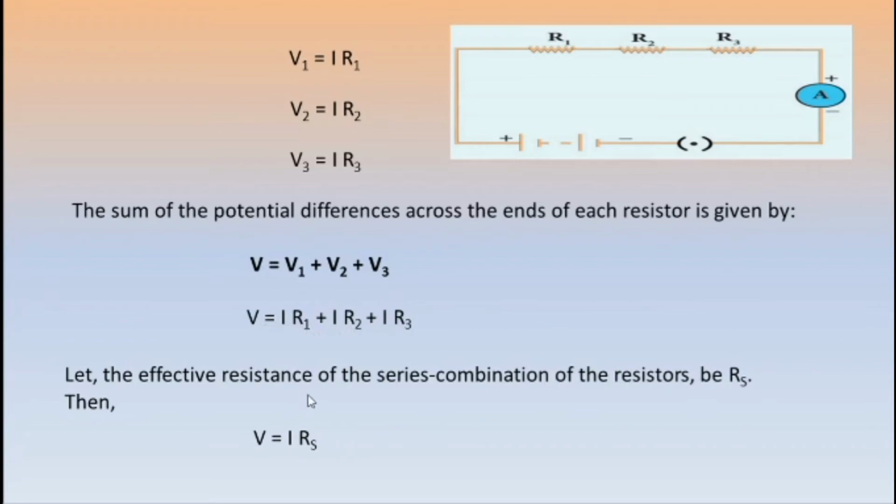Let the effective resistance, that means the total resistance of the series combination of resistors, be RS. So V equal to IRS. RS is the effective resistance of the series combination of the resistors. The effective resistor is a single resistor which can replace the resistors and allow the same current through the electric circuit. So V equal to IRS.